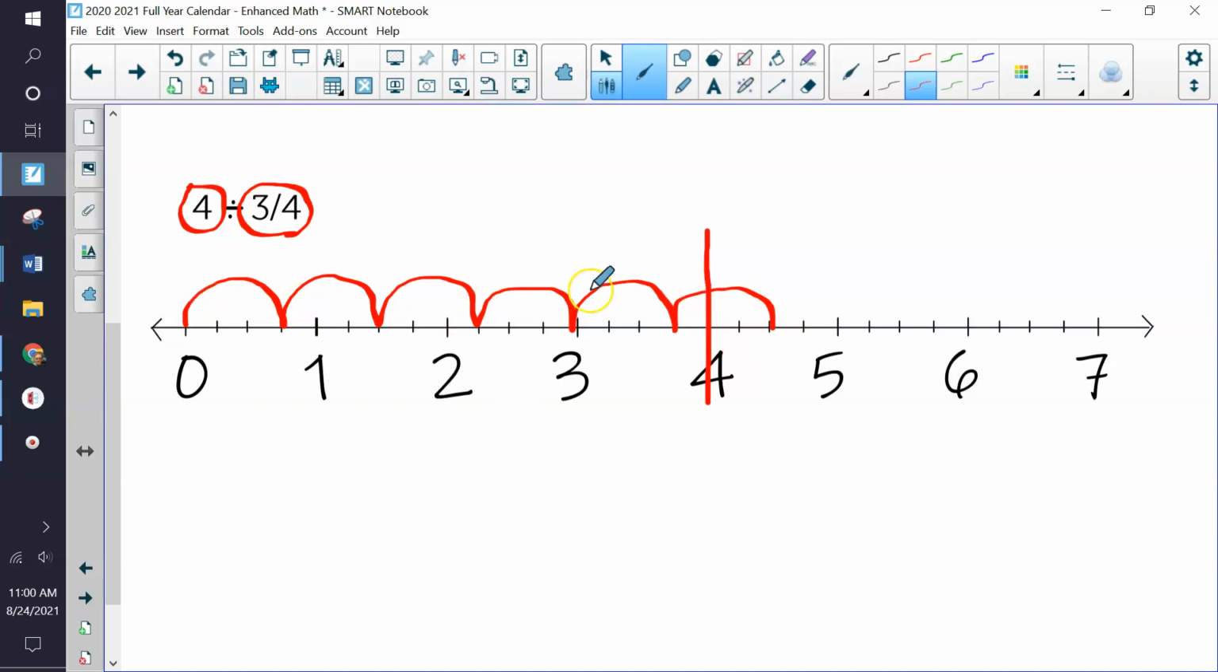So let's count how many full jumps we've had. So we have 5 full jumps, 1, 2, 3, 4, 5, and then this is a fraction right here. What fraction of the jump made it to the 4? I see 3 spaces, 1, 2, 3, and one of them got us to the 4. So 1 out of 3 is 1/3. So our answer to our division problem 4 divided by 3/4 is 5 1/3.